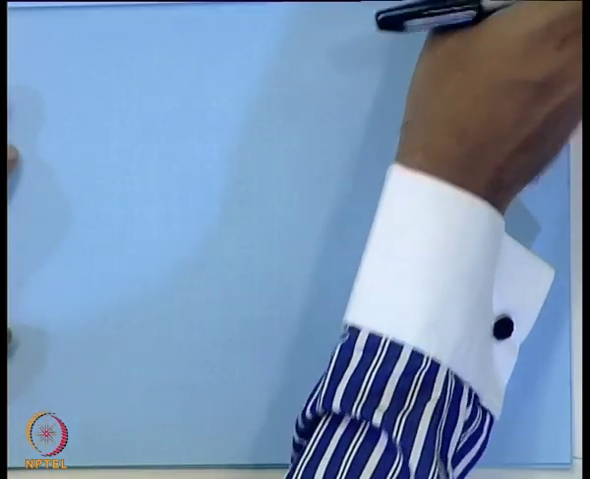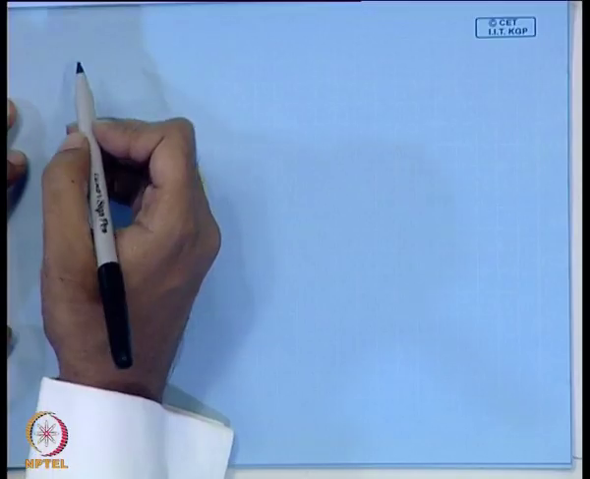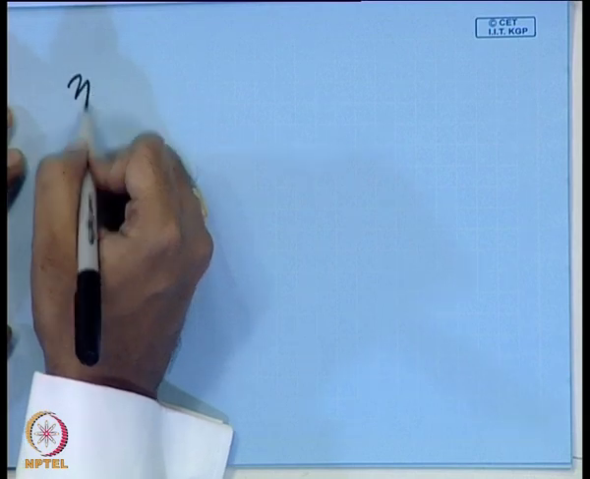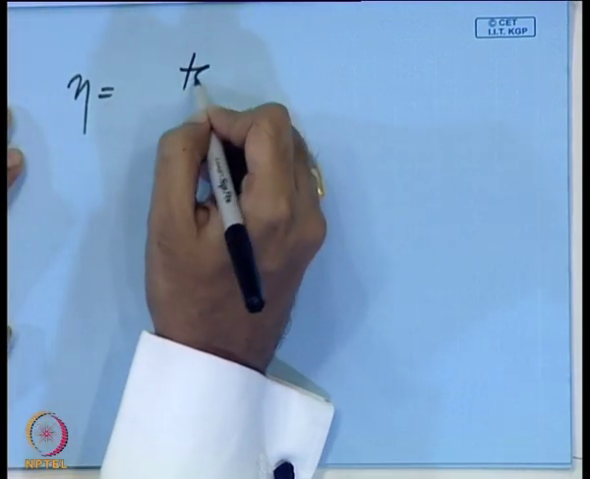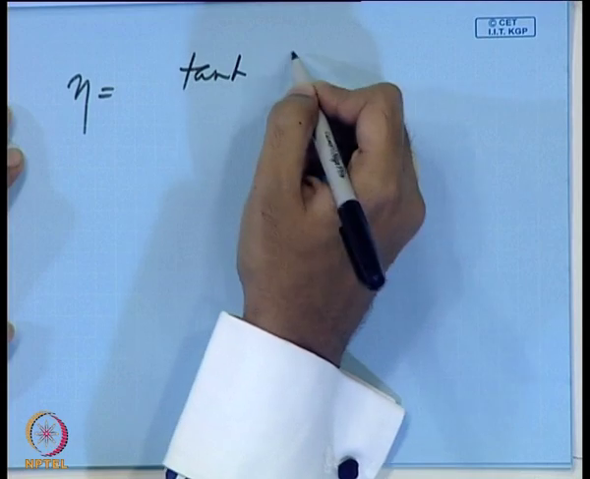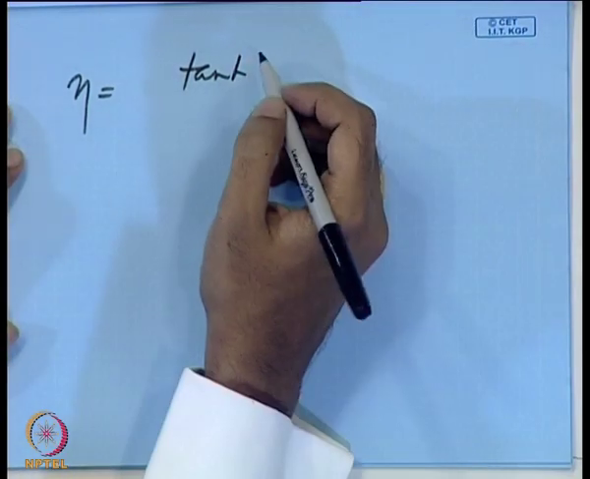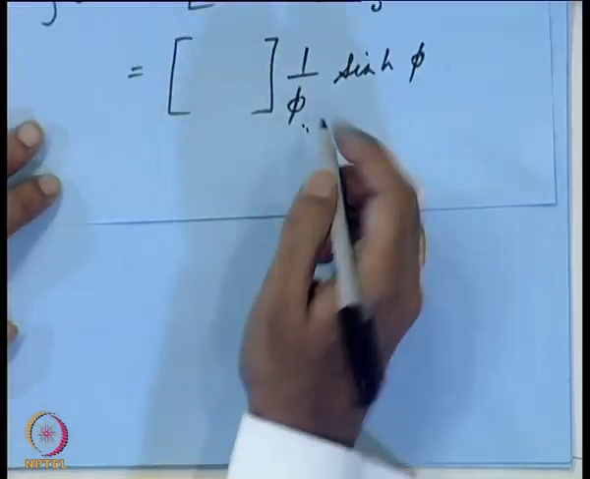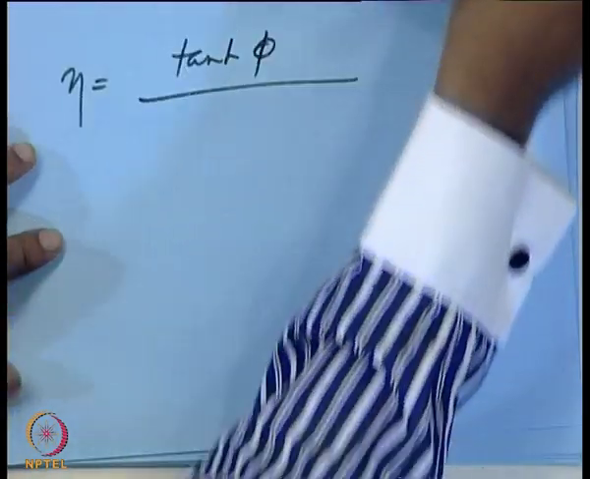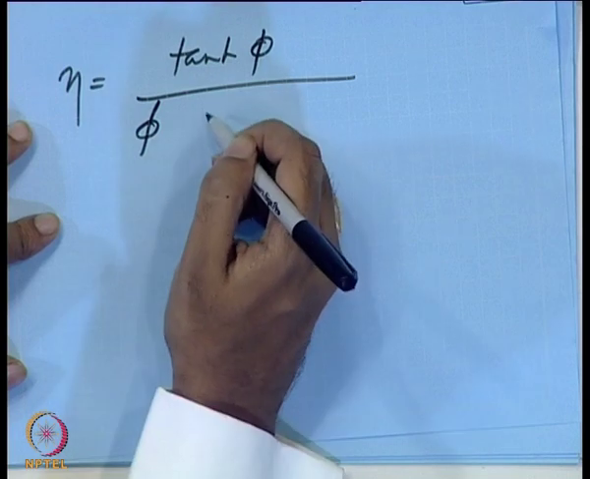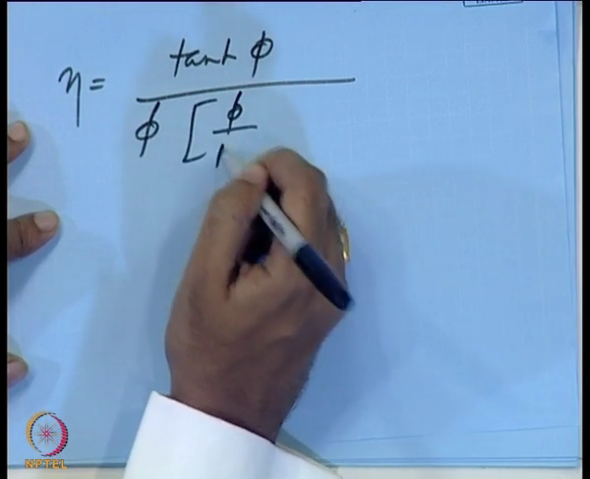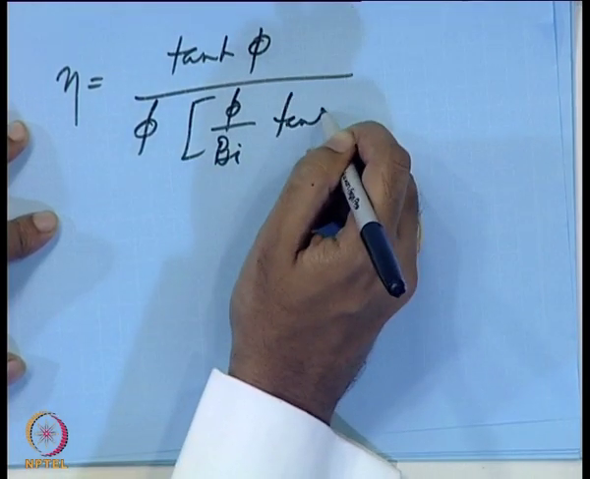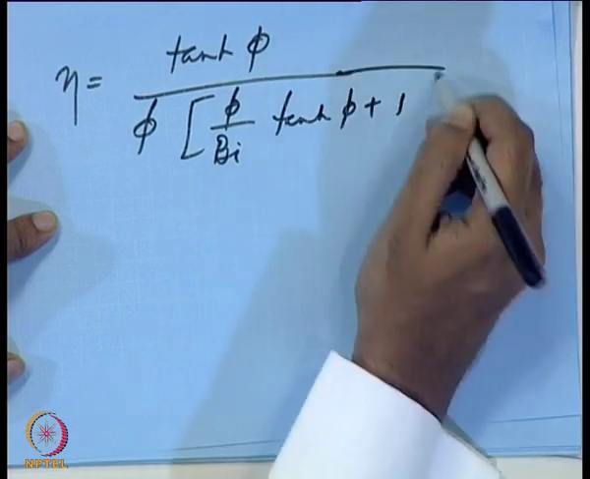So what you get is your eta comes out to be tan hyperbolic phi, because the sine hyperbolic and the cos hyperbolic you can take there as a denominator, over, because there's a phi out here, so that would come, phi times phi over Biot number tan hyperbolic phi plus 1.